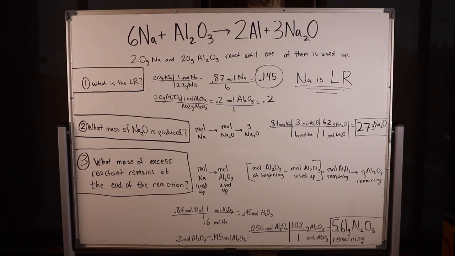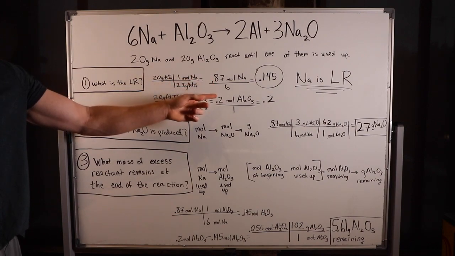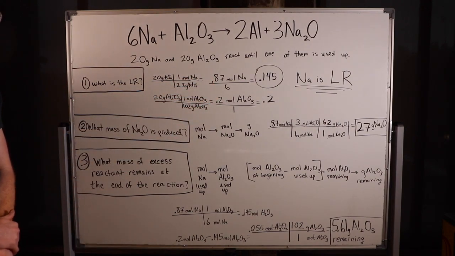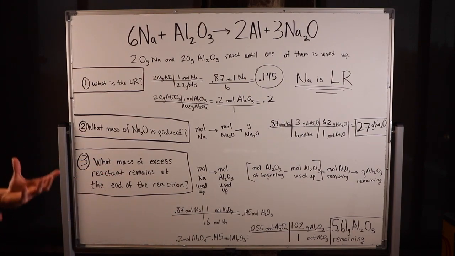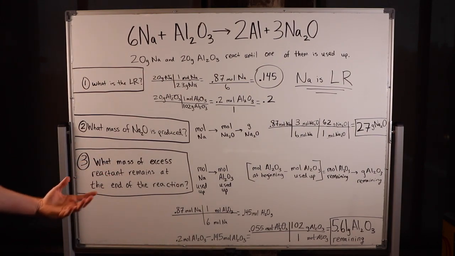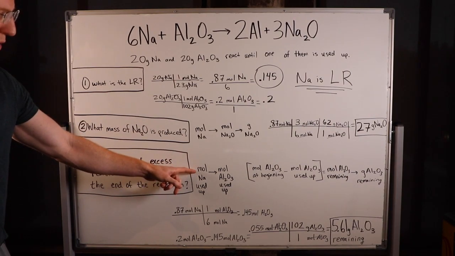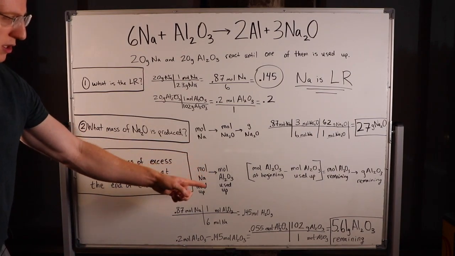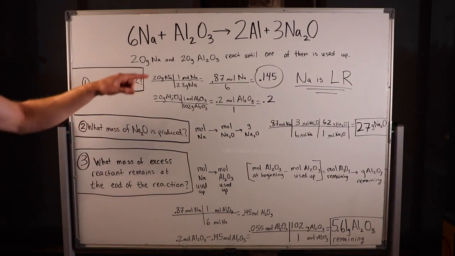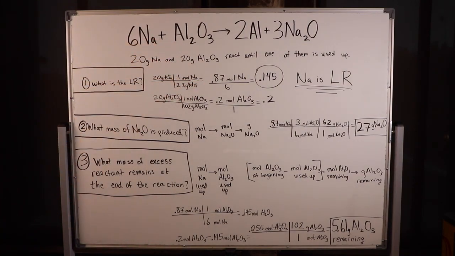Well, excess just means we had leftovers. So if we used up all the sodium, we must have had some extra aluminum oxide left over. But they specifically ask for how much remains. So they don't just want to know how much was used, they want to know how much remains. So first, we already know how many moles of sodium were used up, and from that we can cross this mole bridge and figure out how many moles of aluminum oxide we must have used up if we used 0.87 moles of sodium.